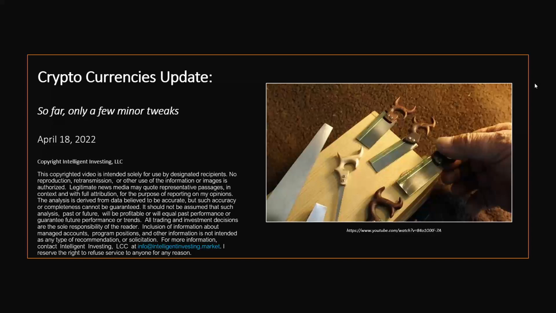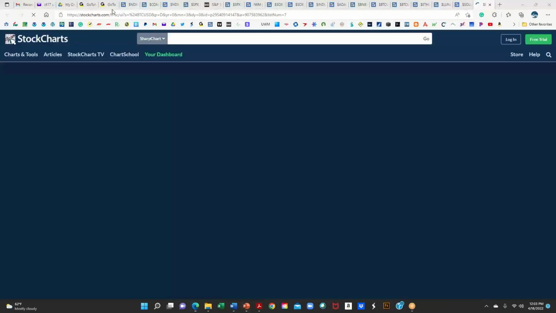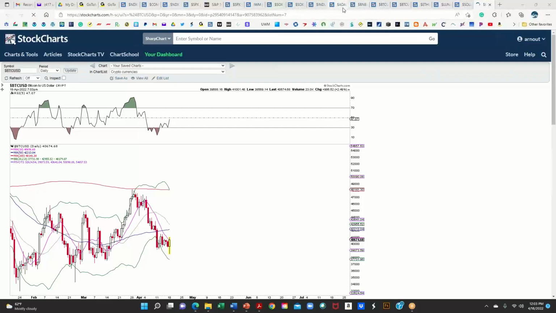I'm super excited. I think things are moving along quite nicely. And as you can see, I have also updated the first slide. Instead of the usual, I am going to try to find a picture that aligns with the title of the update. So far, only a few minor tweaks, and then we have some very tiny minor tools. So let's go straight to the charts because, as I said, a few minor tweaks are necessary, if even that.